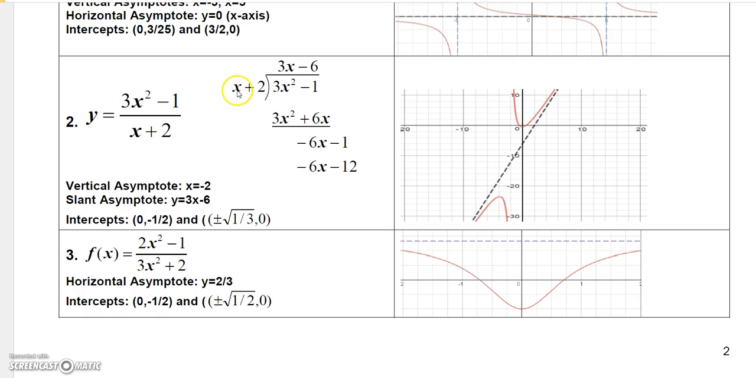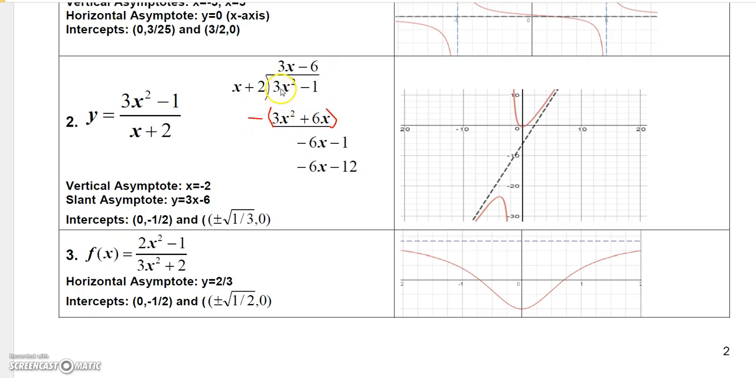So the first thing I'd do is I'd say, okay, what times x would give me 3x squared? So obviously that would be 3x. And then you multiply back: 3x times x, you get 3x squared. And then 3x times 2 gives you 6x. Well, then, in long division, remember, then you subtract.